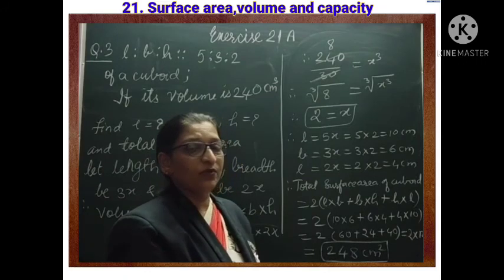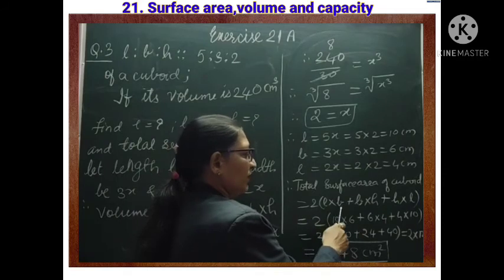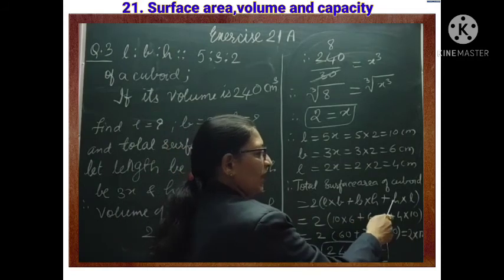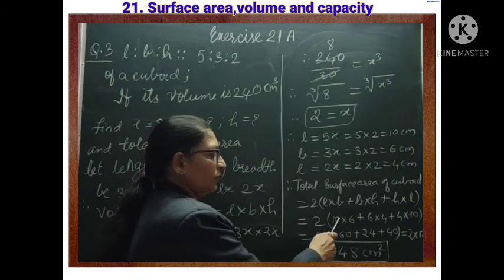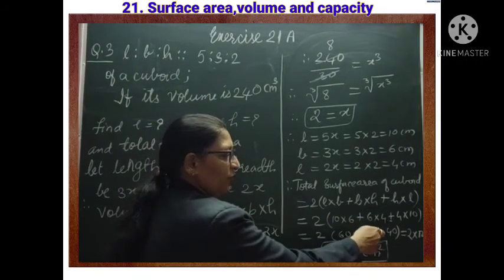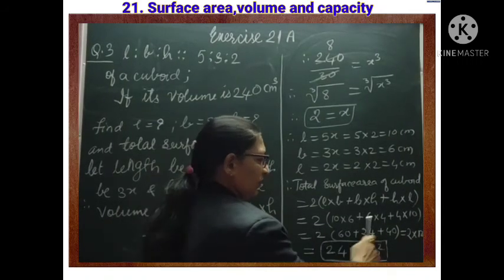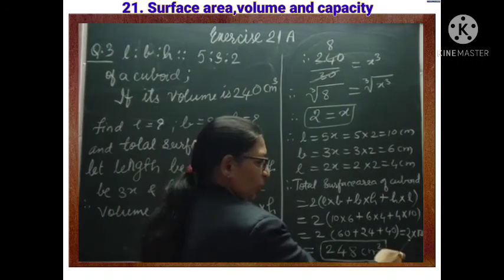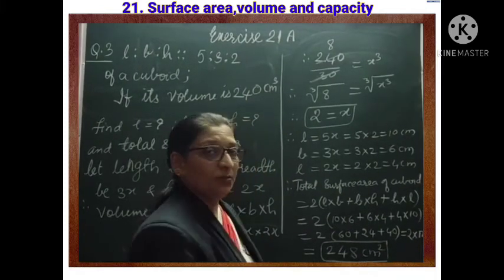From all these values, we can calculate the total surface area of the cuboid. 2 into length into breadth plus breadth into height plus height into length. On substituting the values, we get 2 into 10 into 6 plus 6 into 4 plus 4 into 10. And on finding out the product as well as the sum, we get finally 2 into 124, that is 248 centimeter square.